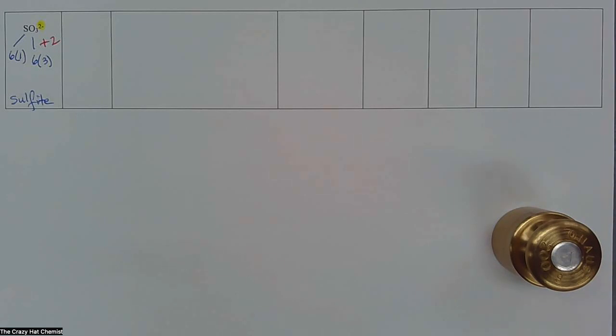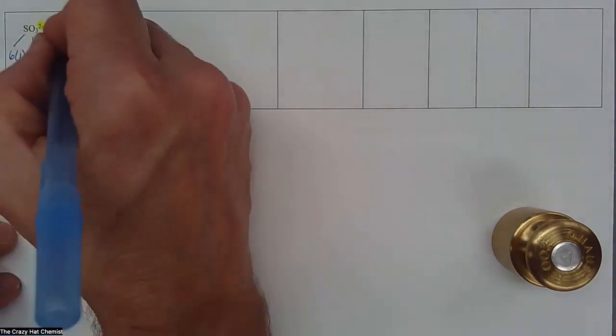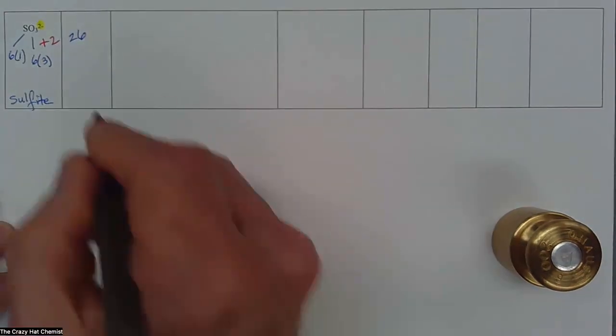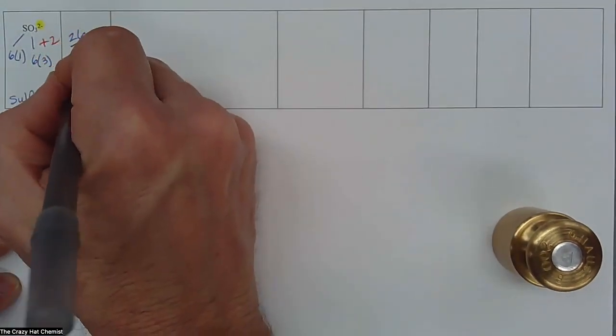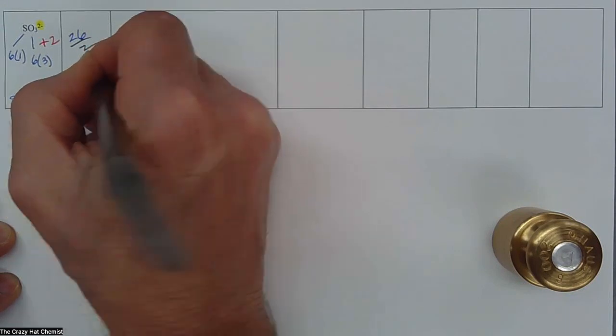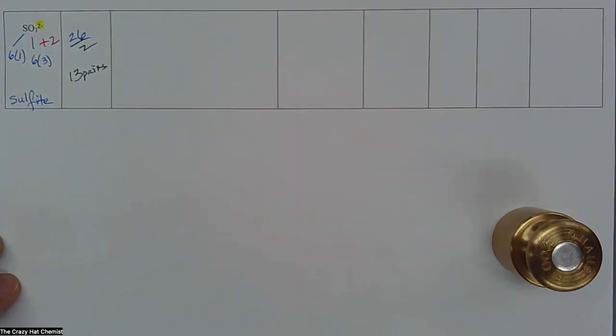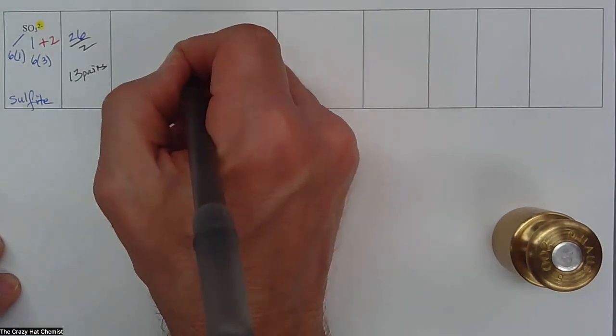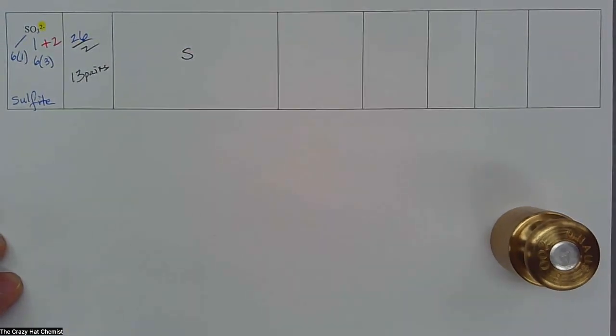All right. So the total number of electrons is 26. I always divide by 2. I'm going to get 13 pairs. The least electronegative, that is most certainly going to go in the middle. And that is right there like that. That's that sulfur. And that is the one that's furthest away from the fluorine in comparison to the oxygen.